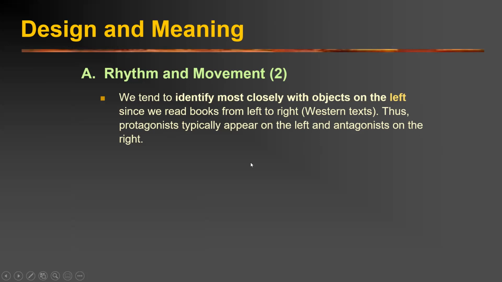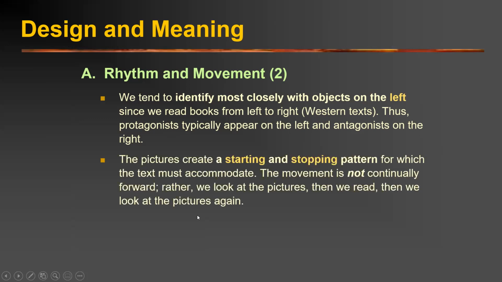The pictures create a starting and stopping pattern for which the text must accommodate. The movement is not continually forward. Rather, we look at the pictures, then we read, then we look at the pictures again. Okay, so that's how we do it. And that's how we should also teach our learners how to do it. Look at the pictures, then read the text, the few one-liners, and then look at the pictures again to better understand the story and what is happening there in the picture.